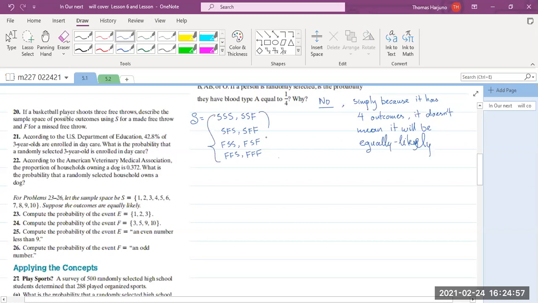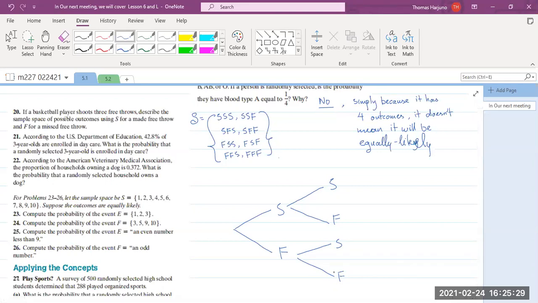Now you can see it this way. If I try to draw the tree diagram, when you throw it the first time, either you make it or you don't make it. Now, for each possible outcome in the first throw, when you throw it the second time, either you make it or you don't make it. At the end of your second throw, you have 4 possible outcomes.